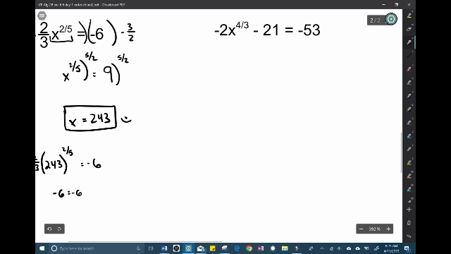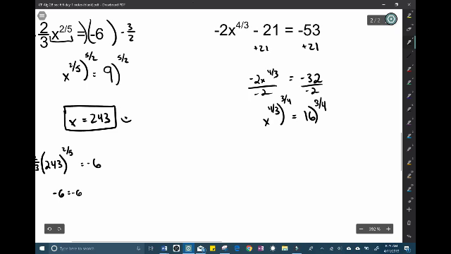Okay. Last one here, add 21, negative 53 plus 21 is negative 32, is equal to negative 2x to the 4/3, divide by negative 2, we get positive 16, equal to x to the 4/3. Raise each to the 3/4 power, and we have x is equal to 8.